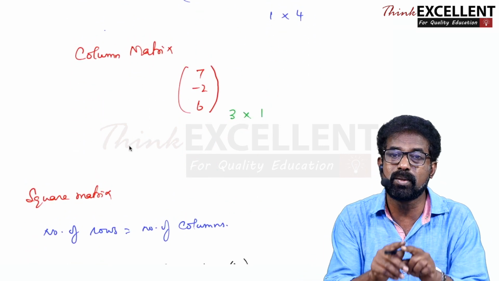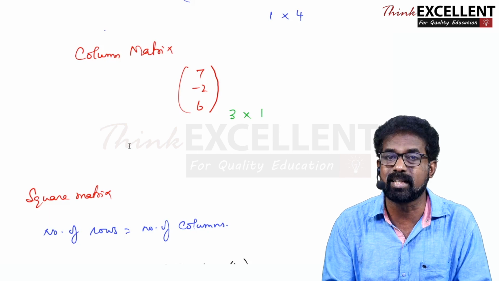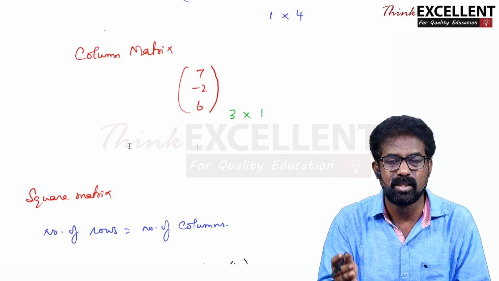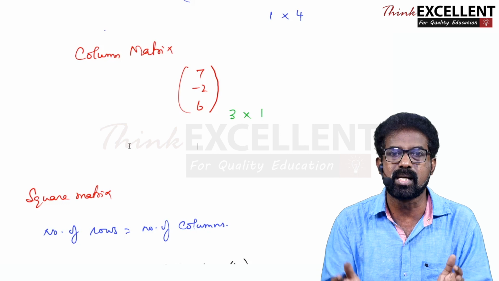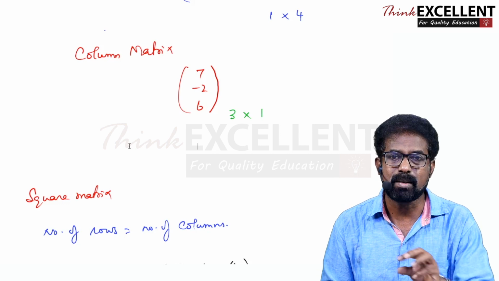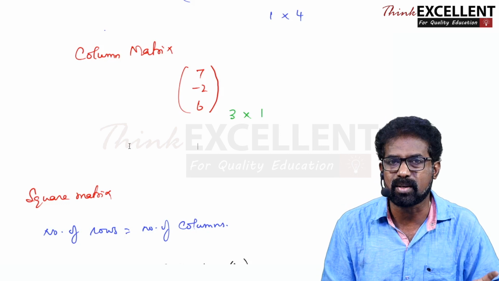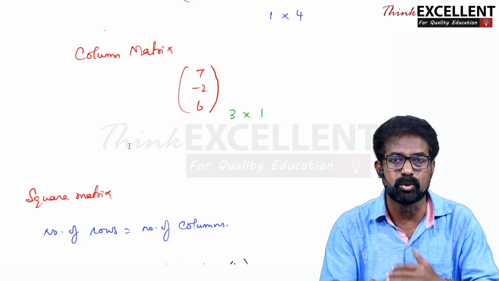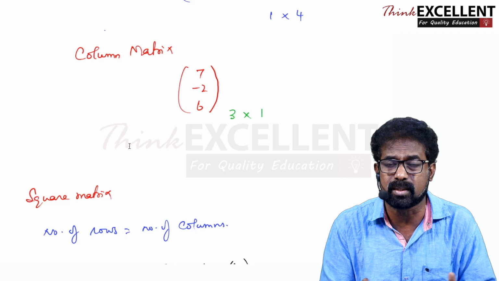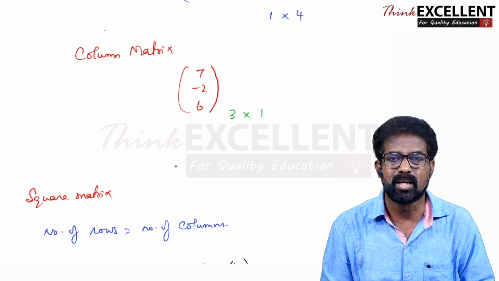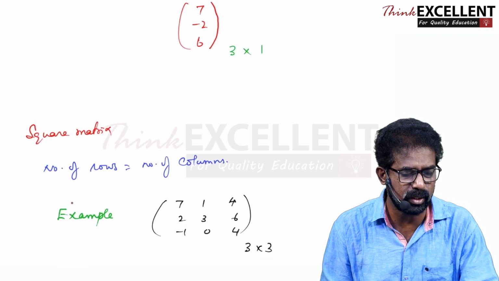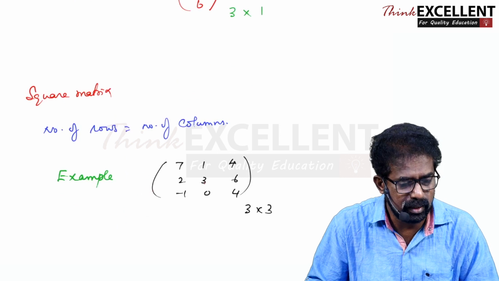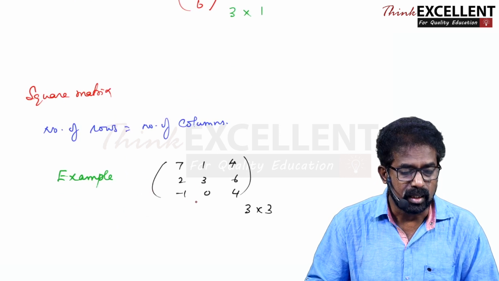Now listen, the next one we study is square matrix. You know the difference between rectangle and square, right? Rectangle means it has length, breadth. In a square, length and breadth are the same, right? In the same way, square matrix: number of rows and number of columns are equal. 3 rows, 3 columns, or 2 rows, 2 columns, 2 by 2 matrix, 3 by 3 matrix, 10 by 10 matrix. All these are called what? Square matrix. Number of rows equal to number of columns. It is an example. There are 3 rows and there are 3 columns.